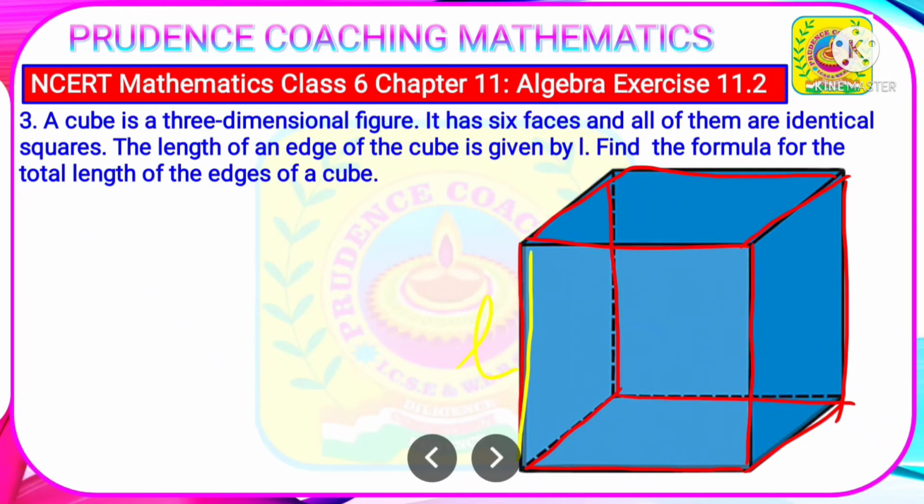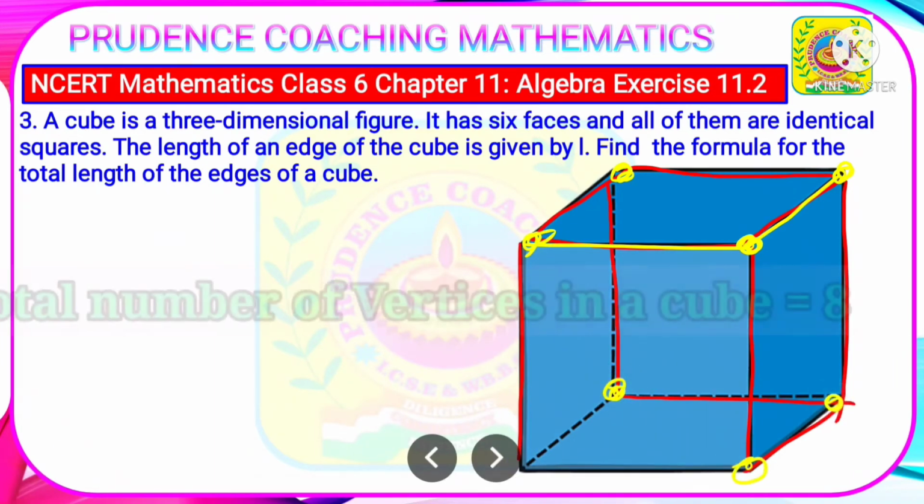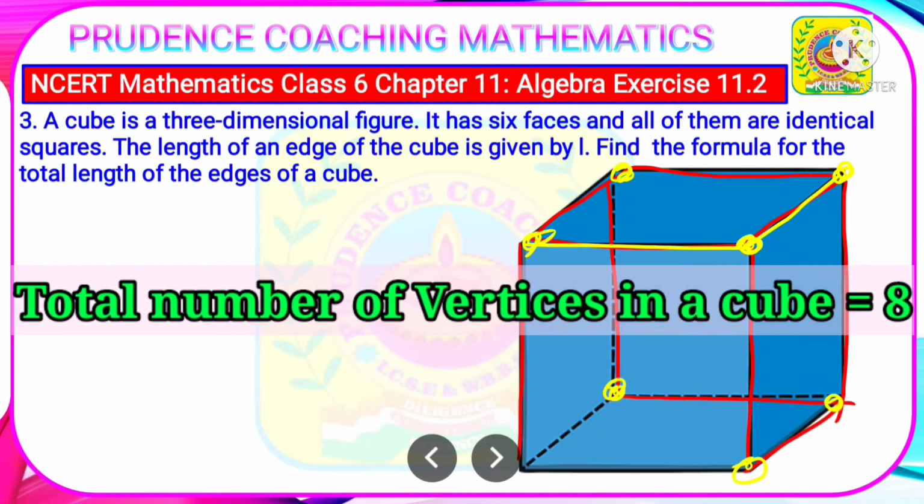After this, we are left with the vertices. So let us know what the vertices are. When two edges come and meet at a point, these corners are known as vertices. In total there are 8 vertices in a cube. As you can see, this is 1, this one is 2, 3, 4, 5, 6, 7, 8. So a total of 8 vertices are there.